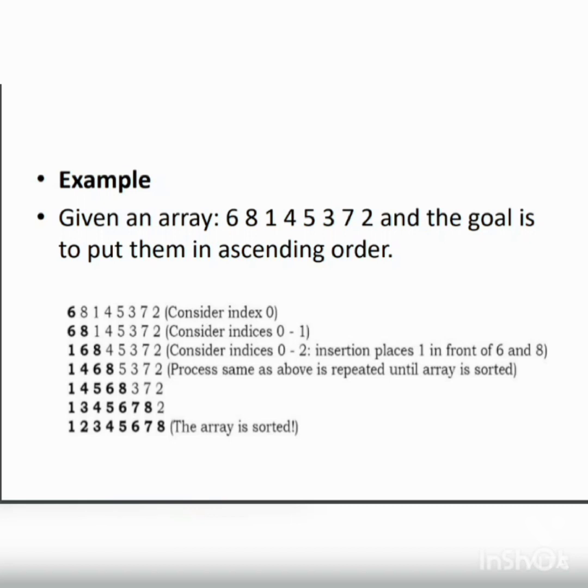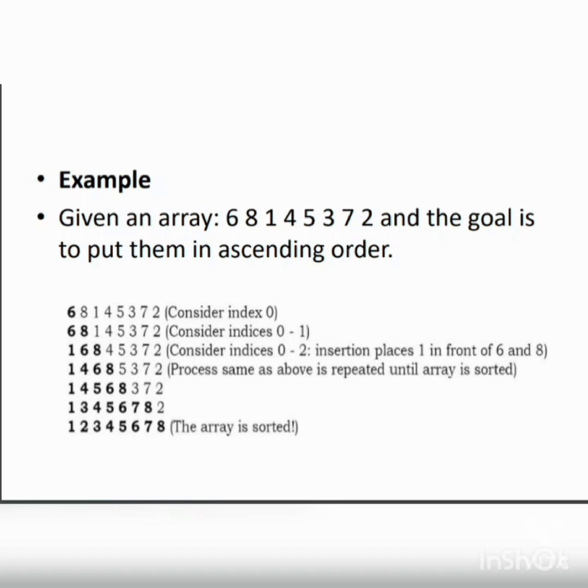Then the pointer is incremented and goes to 4. 4 is compared with 8 and 6. 4 is lesser than 8 and 6, so it is going to swap to index 1. Then the pointer goes to 5. 5 is compared with 8 and 6; it is lesser, so it is going to swap. And 5 is compared to 4 and 1; it is greater, so it stays at index 2. Then the pointer goes to the element 3. The element 3 is compared with 8, 6, 5 and 4, and it is lesser, so it goes to the correct position at index 1.